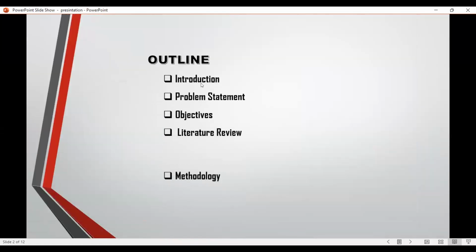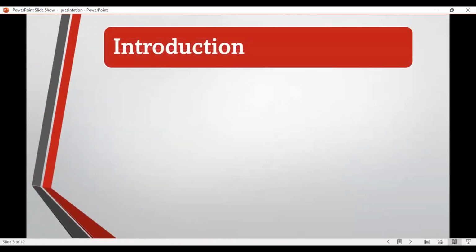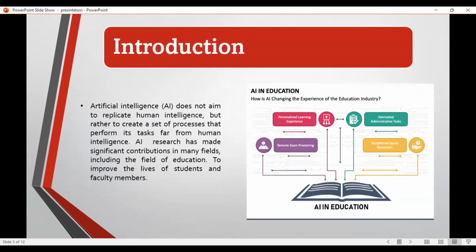First, our outline consists of introduction, problem statement, objective, literature review, methodology, experimental result, and conclusion. Introduction. Artificial intelligence does not aim to replace human intelligence, but rather to create a set of processes that perform tasks far from human intelligence. Artificial intelligence research has made a significant contribution in many fields, including education, to improve the lives of students and faculty members.